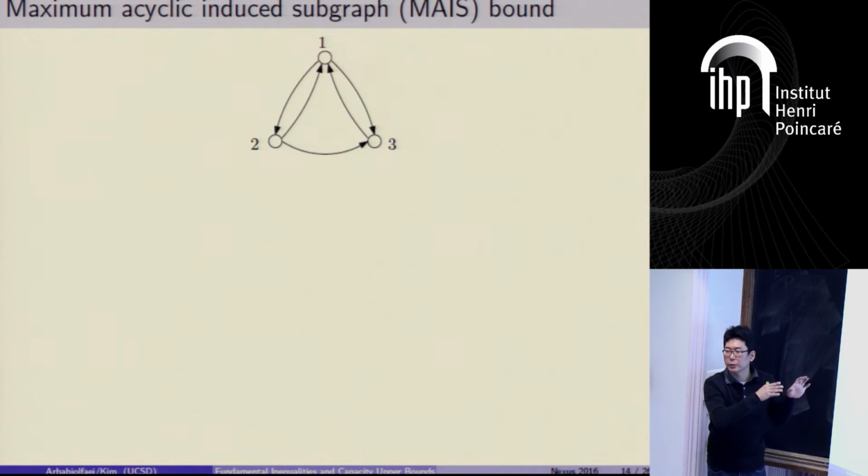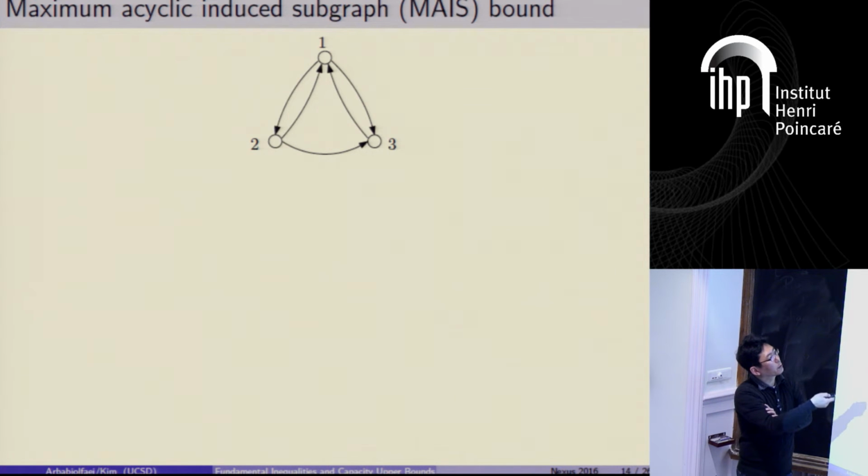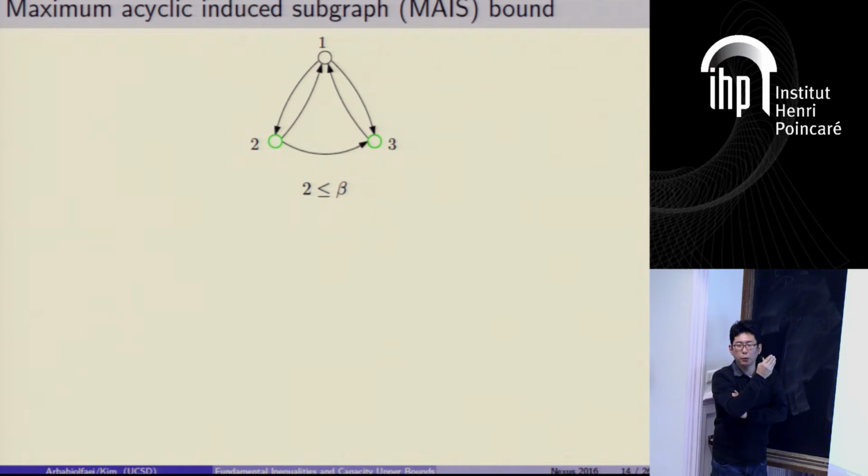What I wanted to discuss mainly for today's talk is actually the upper bound on the capacity, or lower bound on beta, the broadcast rate. And the first bound I'm going to talk about is the maximum acyclic induced subgraph bound, or in short, MAIS bound. So here you have the graph, and you observe that 2 and 3, if you look at this subgraph, then it doesn't have any cycle. So we look at the largest subgraph that has no cycle, right?